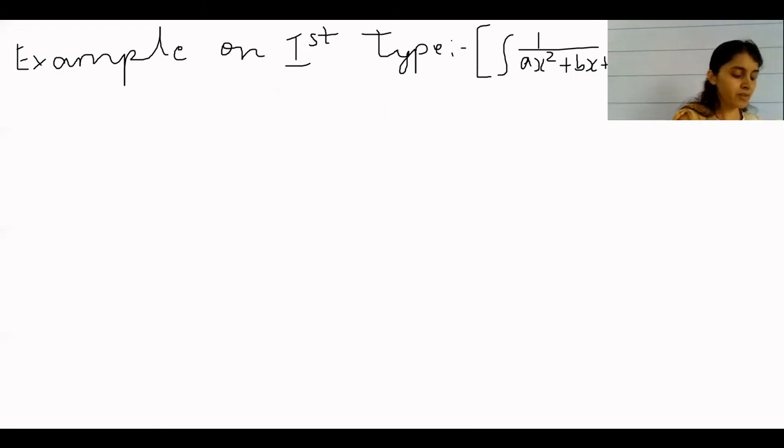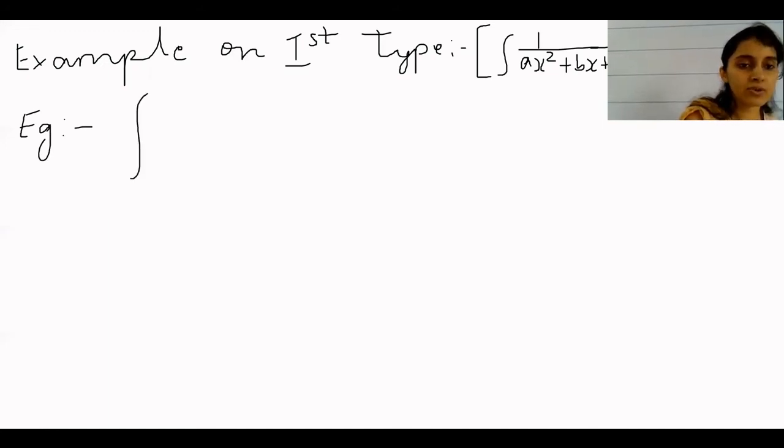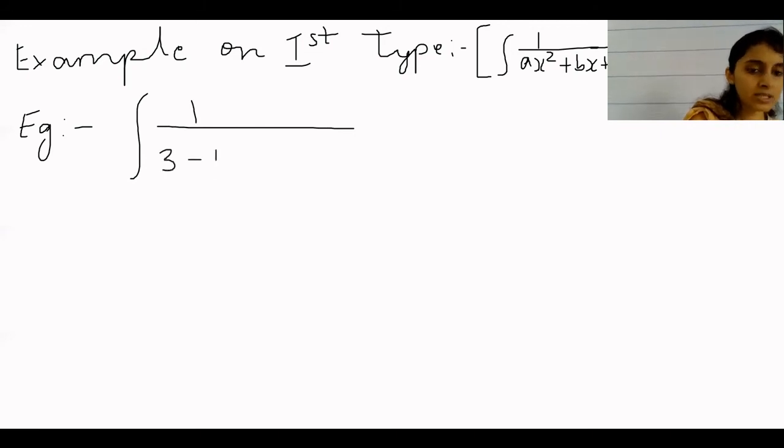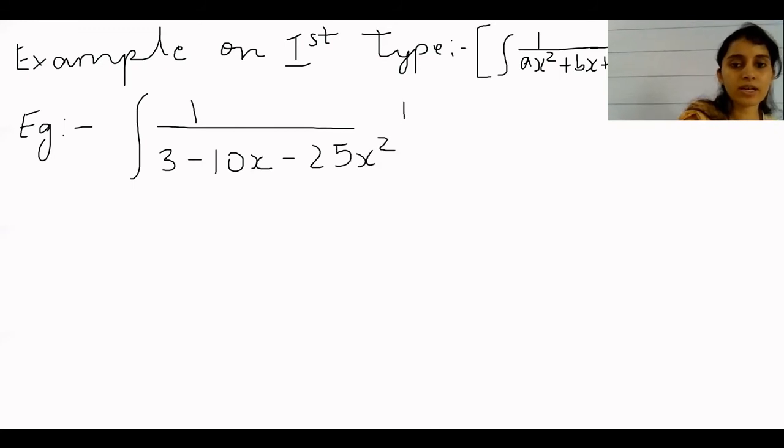Okay, that is a quadratic directly. How do you solve this? Okay, let's take the first example. Integration of 1 upon 3 minus 10x minus 25x square, and dx. So let's think about what is the first step that you have to do over here.